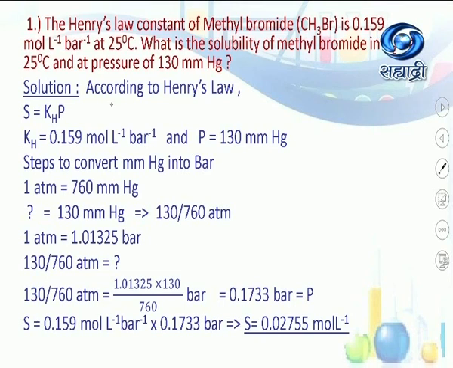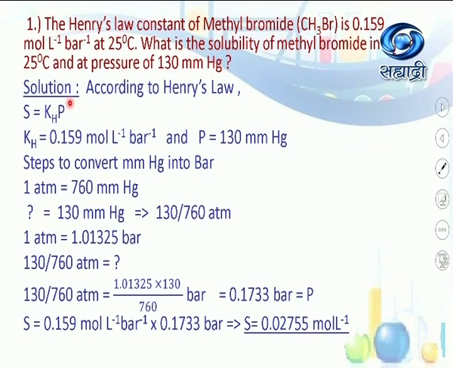Now let us see our problem according to Henry's law. First step, S is equal to KH into P. KH is the given value, 0.159 mole per liter per bar. P is 130 mmHg. So which formula? S is equal to KH into P. Correct? KH is given, P is given.